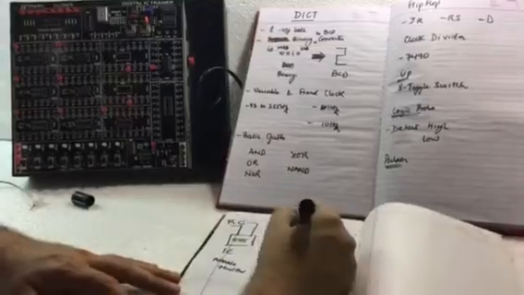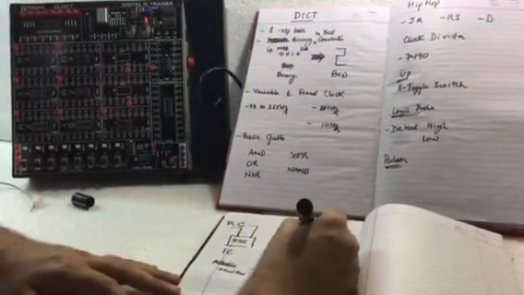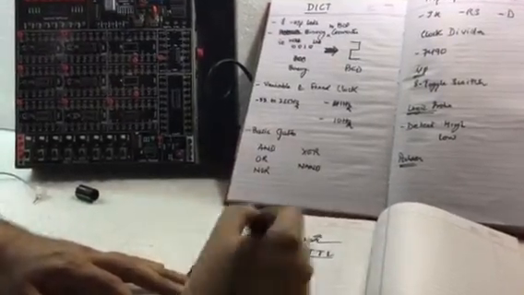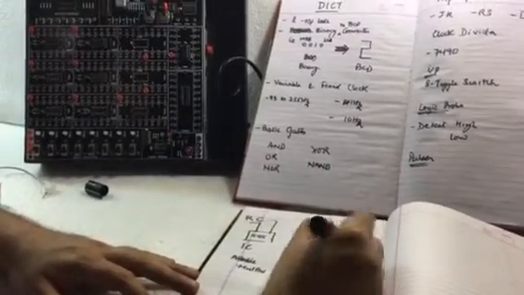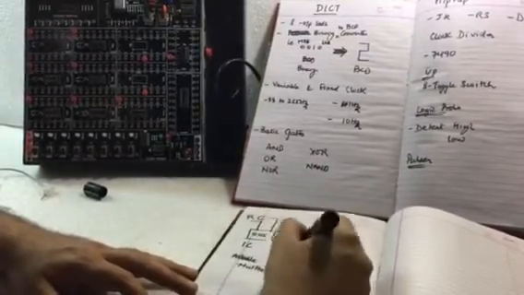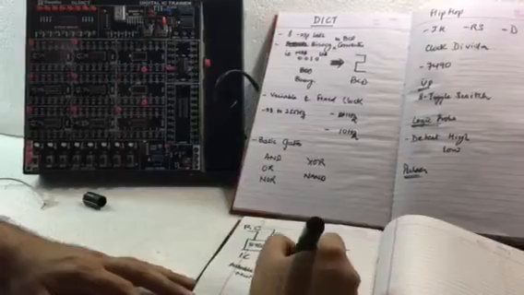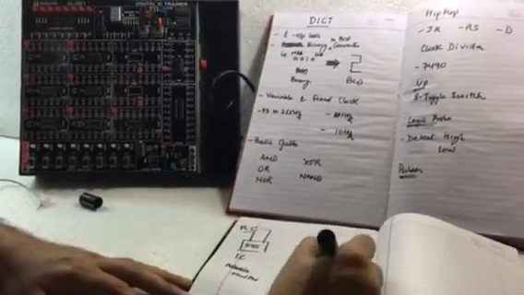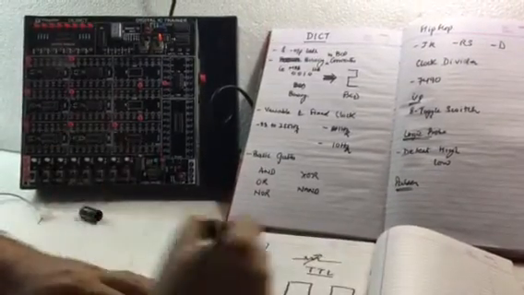Now let us understand what is a TTL. TTL is transistor-transistor logic. What is the level of a TTL? The signal on the CRO for a TTL is a square wave.